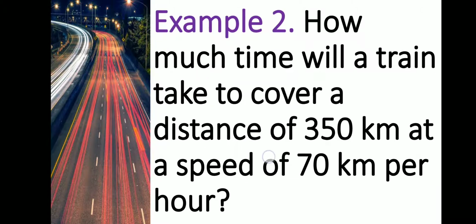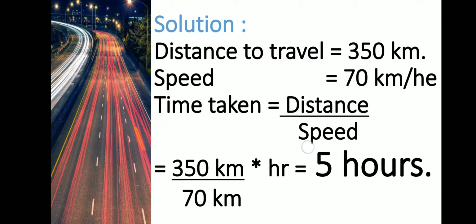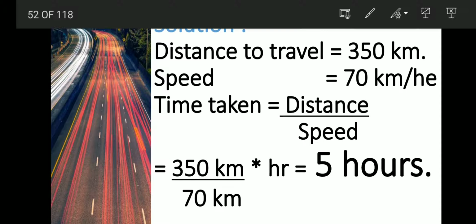Time taken, we know, time taken equals distance upon speed. So 350 km by 70 km per hour equals 5 hours. Now I'll show you how this hours come.